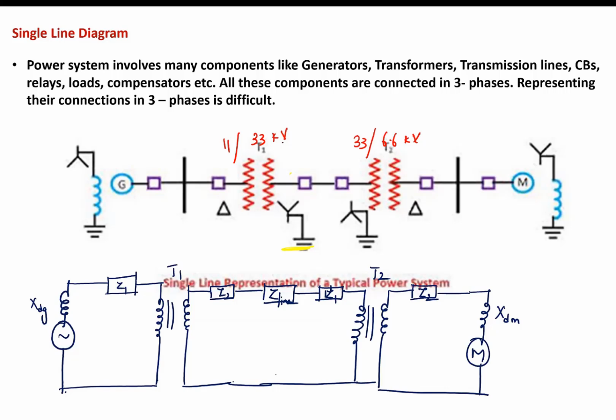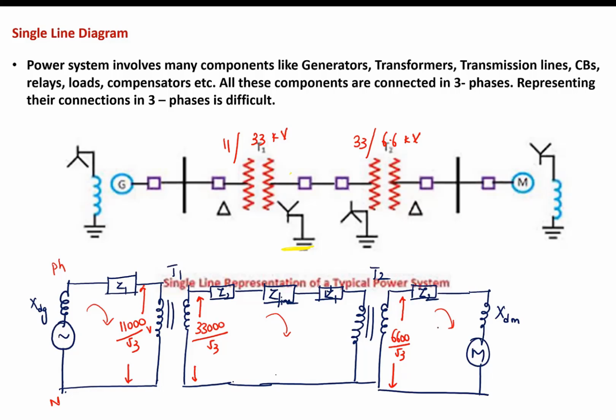Now what is the voltage here? The voltage at this point is 11,000 divided by root 3, because we have drawn the single phase equivalent of the three phase system. Here the voltage is 11,000 by root 3 volt, whereas here the voltage is 33,000 divided by root 3. Similarly, here the voltage is 33,000 by root 3 and here the voltage will become 6,600 divided by root 3. So here the current will be different, here the current will be different, here the current will be different. So you have to simultaneously solve three different circuits and correlate the results, which will become very difficult.